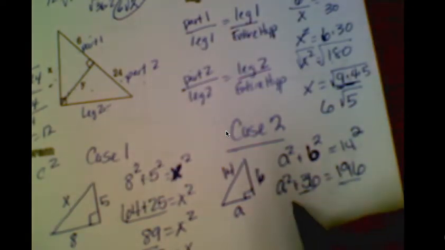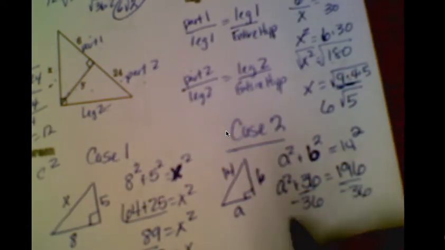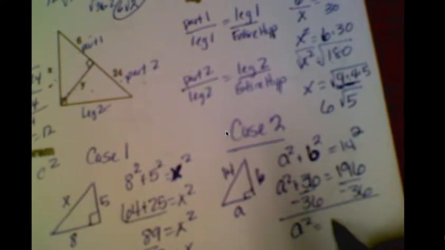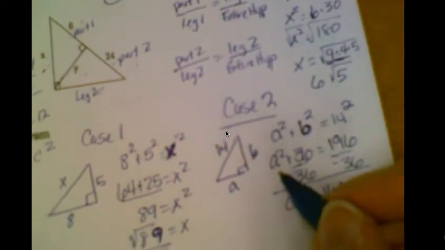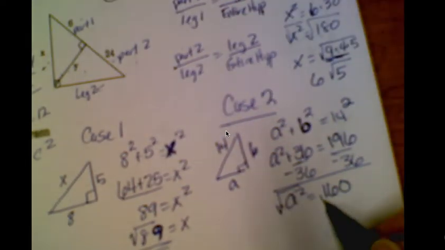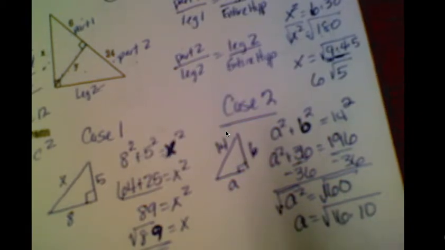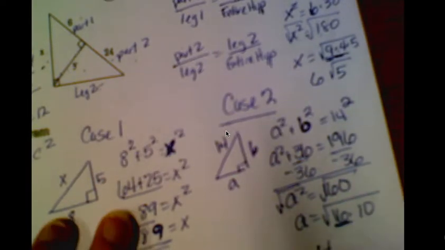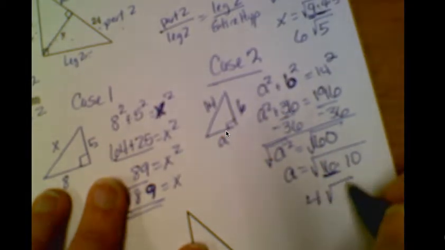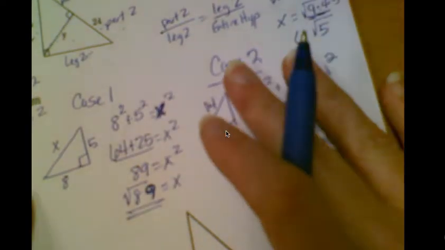Okay, 196. So now these are on opposite sides of the equal sign, so I'm going to do the opposite operation. I'm going to subtract 36 from both sides. And I get a squared equals 160. And now I need to solve for a. So I am going to take the square root of both sides. a is equal to, now 16 and 10 are factors of 160. 16 is a perfect square. So the square root of 16, out pops the 4. And I get 4 square roots of 10. Make sure you write these notes down because you can use them on the test tomorrow.